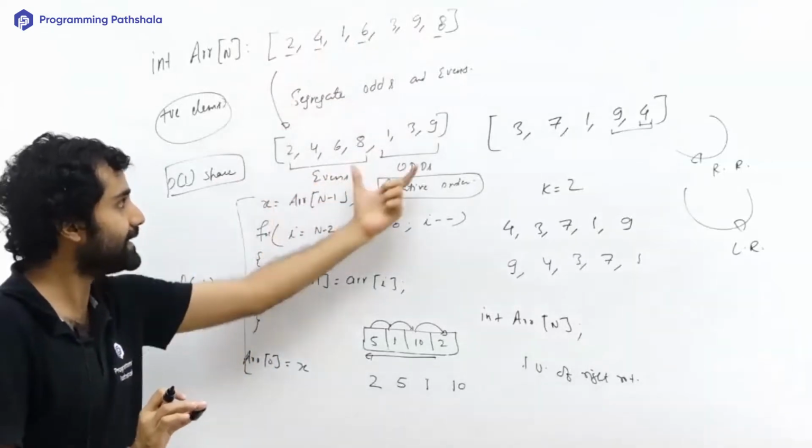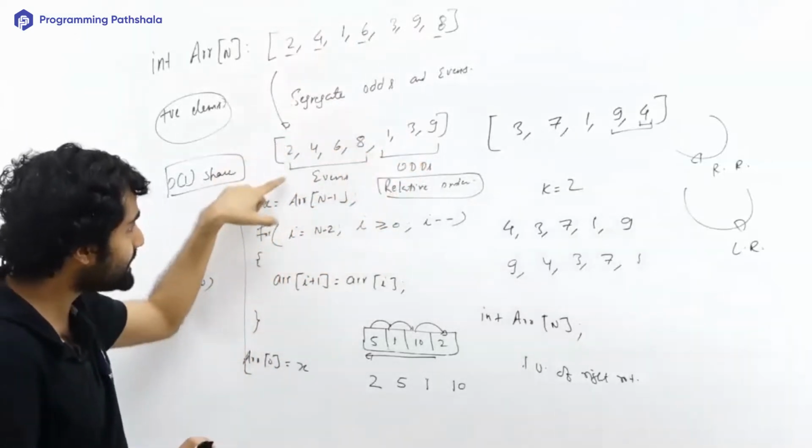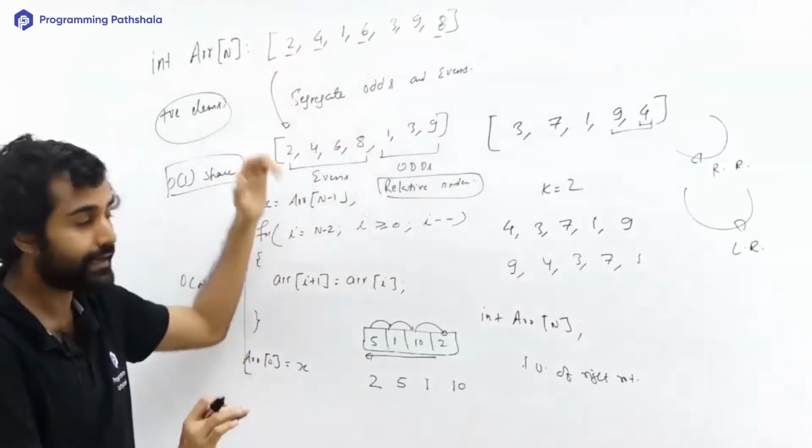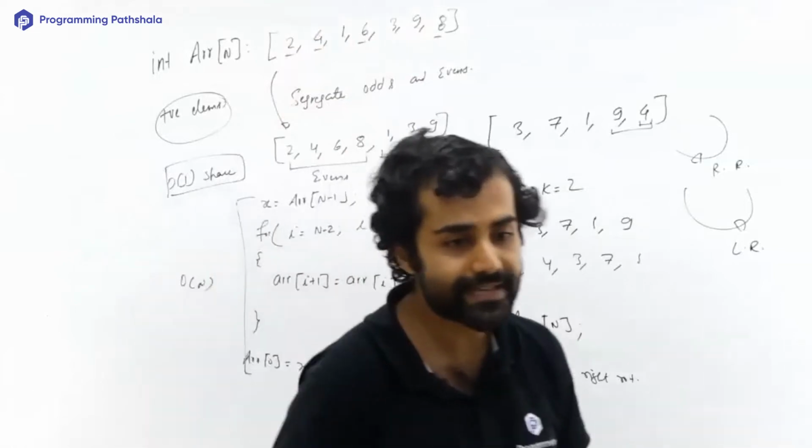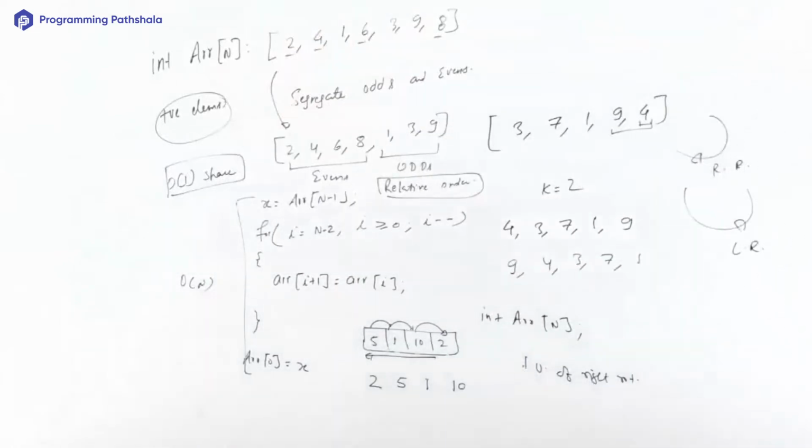So I want to ensure two things. First evens, then odds, and across evens, relative order should be honored, and across odds also, relative order should be honored. Did you understand this relative order part? Just type in yes or no.